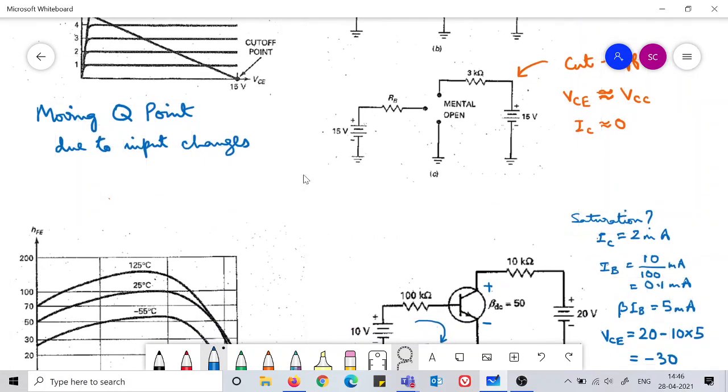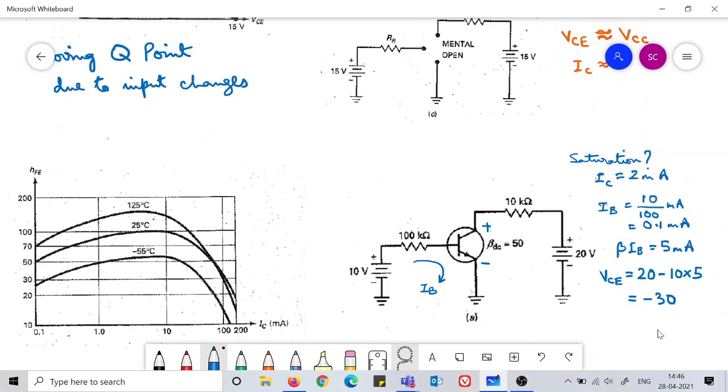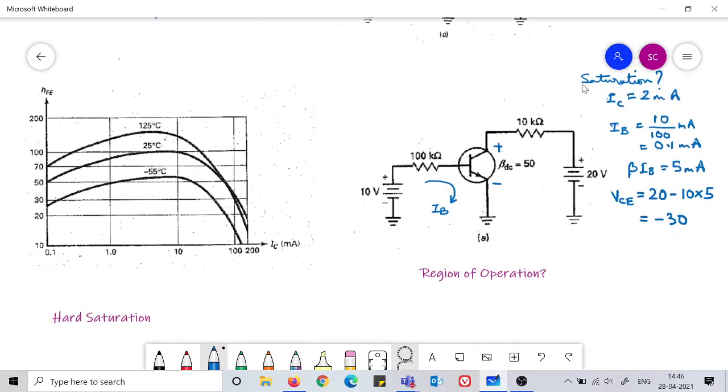But the operation of the transistors is like this. Transistors can operate either as an amplifier or as a switch. And we also understood how to ascertain whether a circuit is in saturation or in the active region. What is the region of operation?